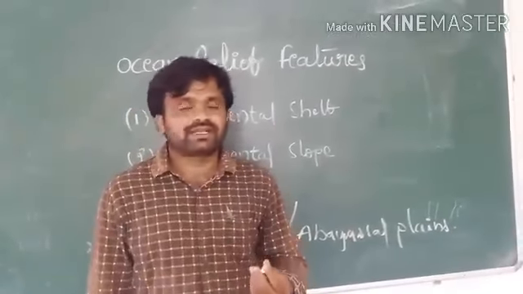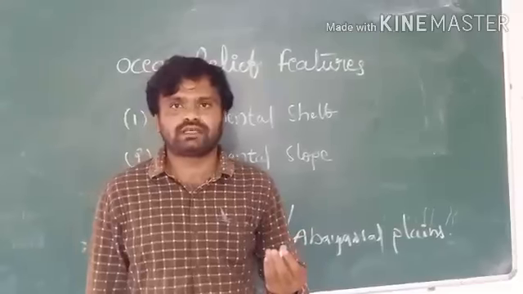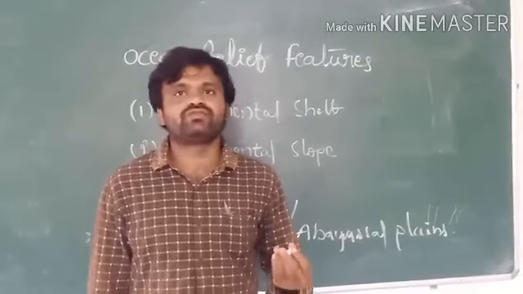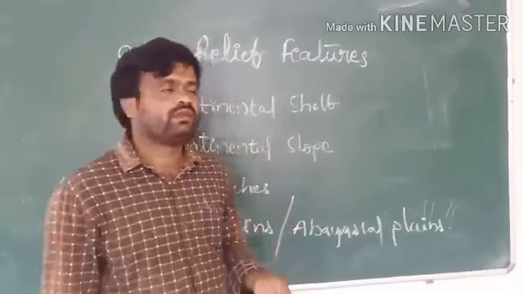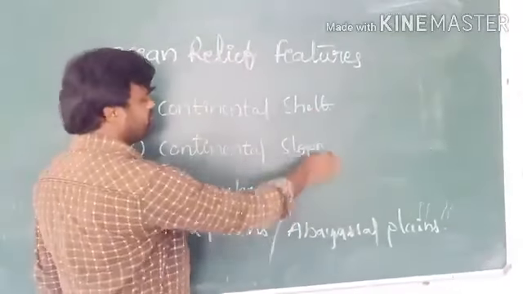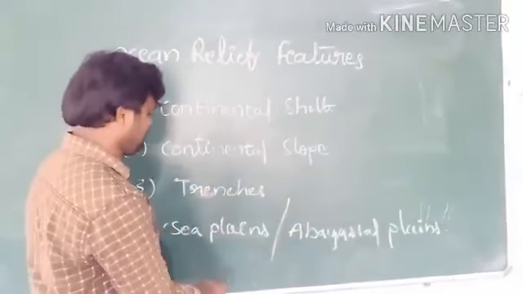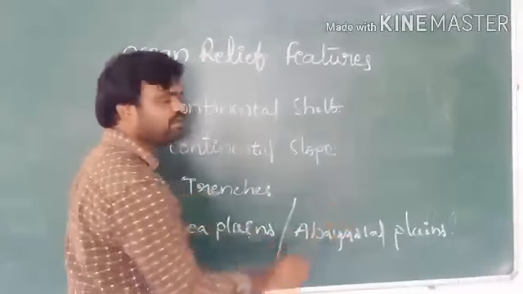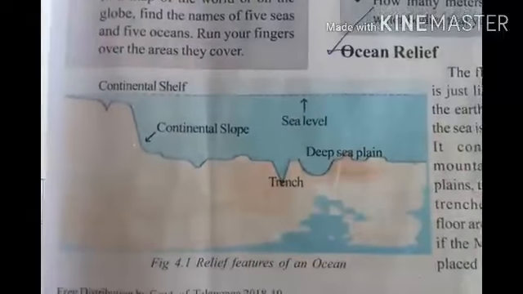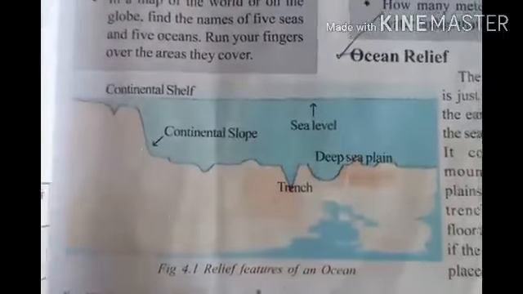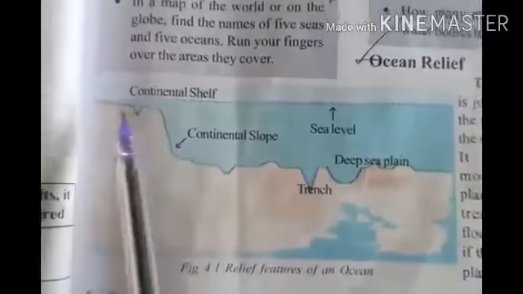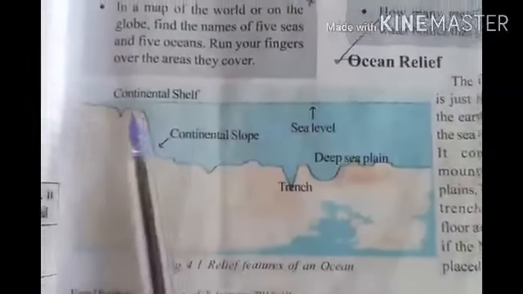Our scientists classified the ocean surface into 4 categories. They are continental shelf, continental slope, trenches, and sea plains or abyssal plains. See this picture, students. This picture explains the relief features of an ocean. This is the ocean surface.